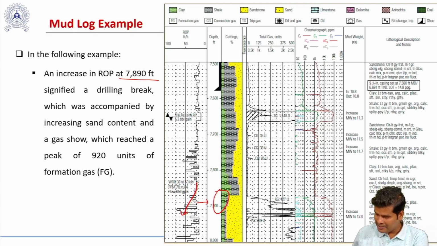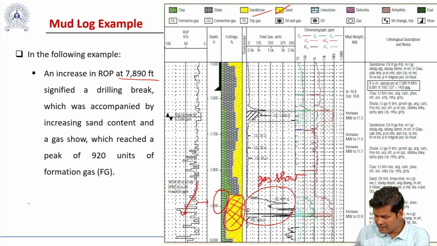You can see that here sand content has been increased. This one is sand. You can see sand content has increased. That means it is a sandstone bearing formation which may be a porous and permeable formation. It might have substantial porosity and permeability. Now you can also see that here a large amount of gas was also detected at the surface. So this is a clear gas show.